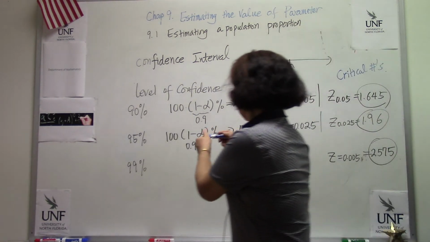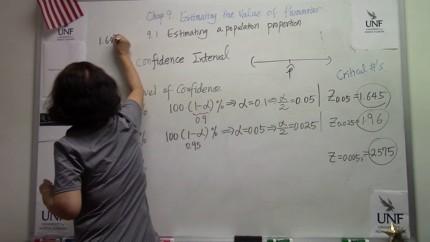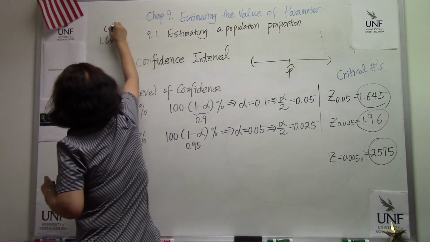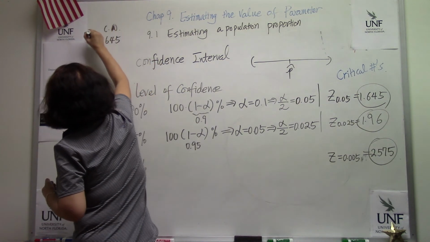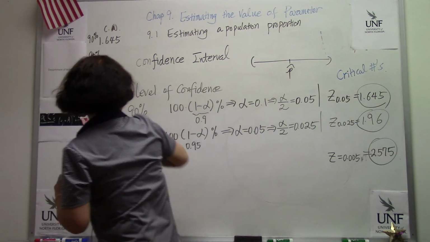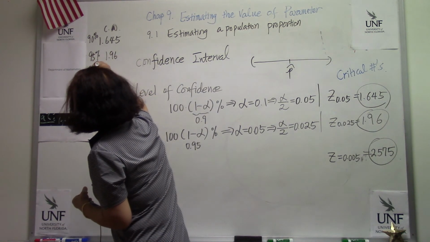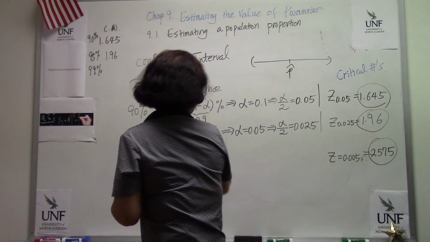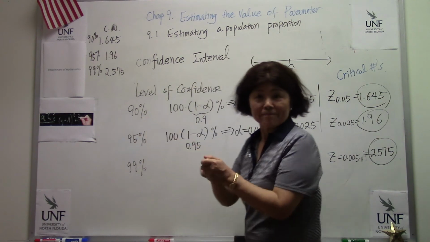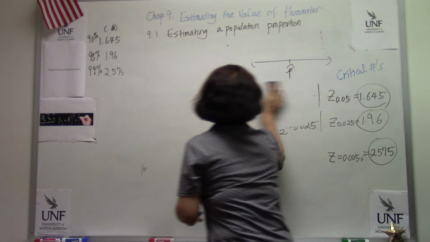Okay, so I want you to copy these three numbers. 1.645. That is critical numbers. This is 90%. When you have 95%, yes, that is 1.96. When you have 99%, that one is going to be 2.575. Okay, critical numbers. Yes. So now, here we go.